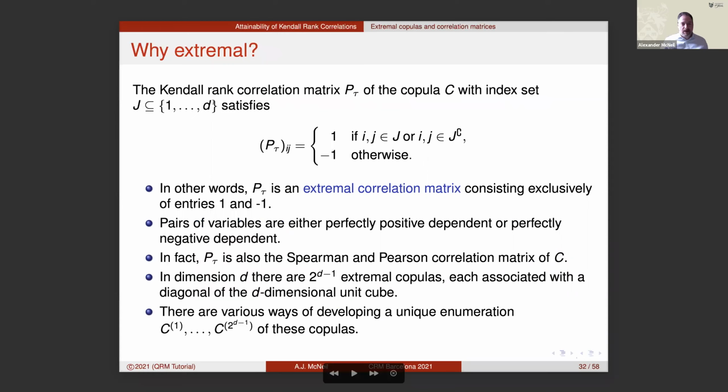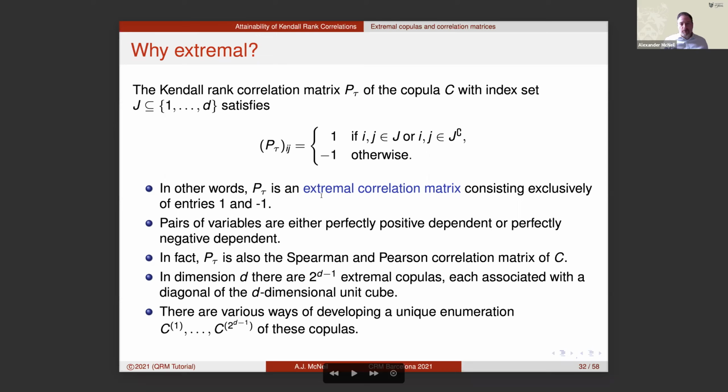In fact, this is not only true of the Kendall correlation matrix. It would also be true of the Spearman matrix and the Pearson matrix of C. So this copula has the nice property that the ordinary correlation matrix, the Kendall matrix, and the Spearman matrix are in fact identical. But we're interested in the Kendall matrix in general.